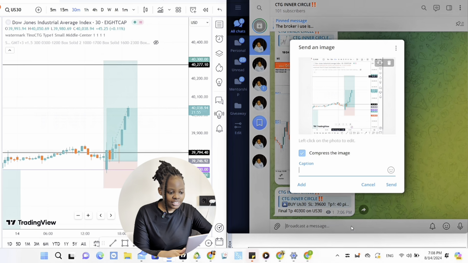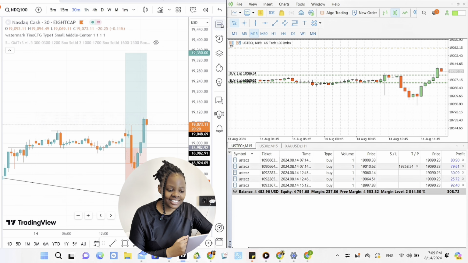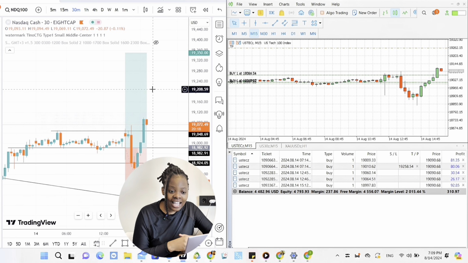Yeah, this is the guidance. Let's just see how these trades play out. So we are $300 up on Nasdaq, as you can see right over here, and it's just a few hours later, 2 hours in the trade.